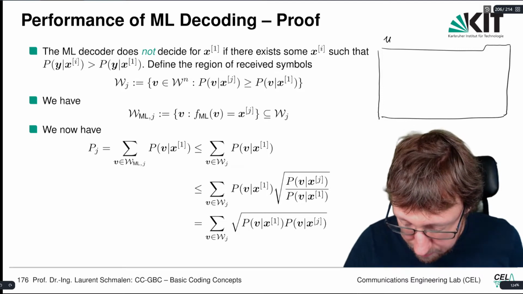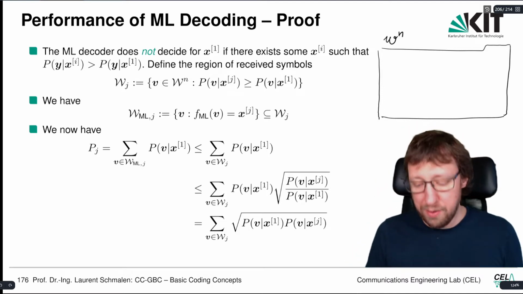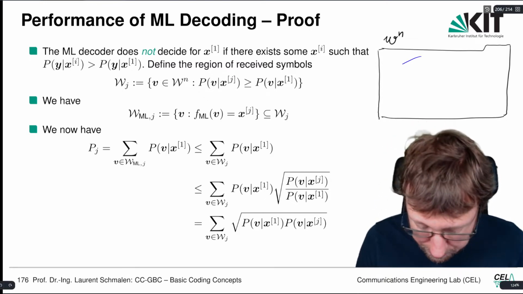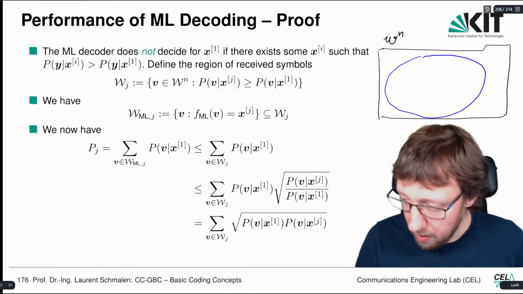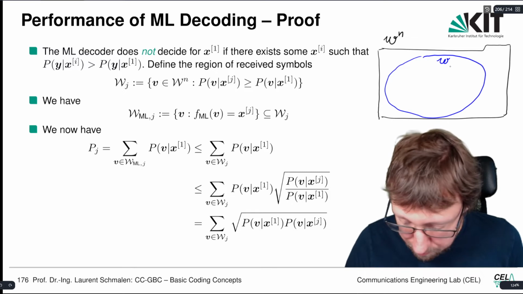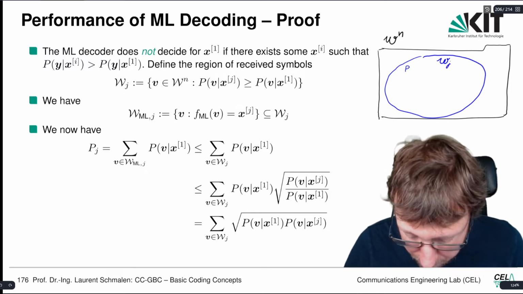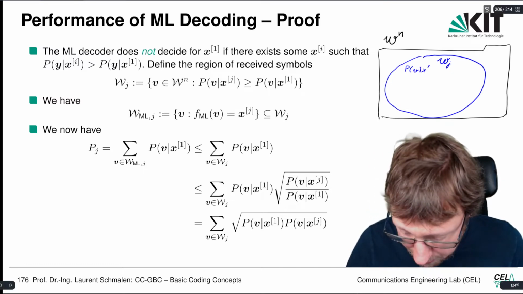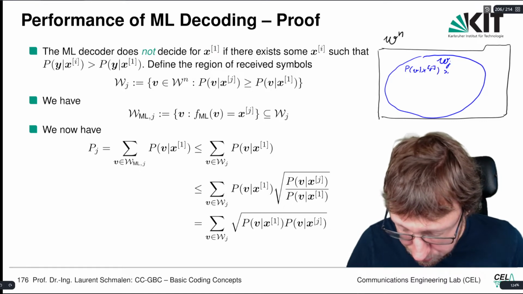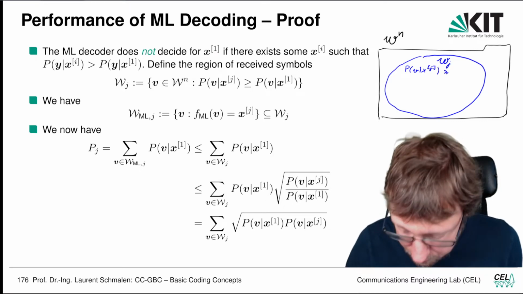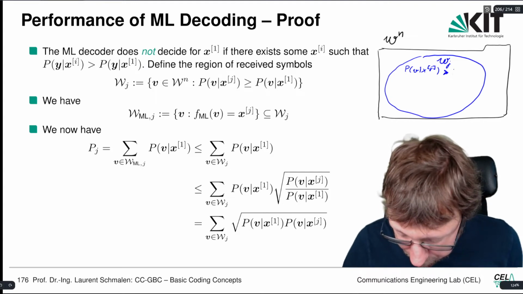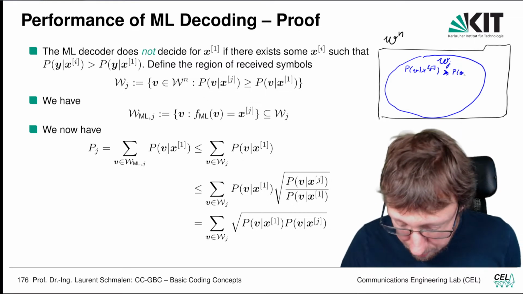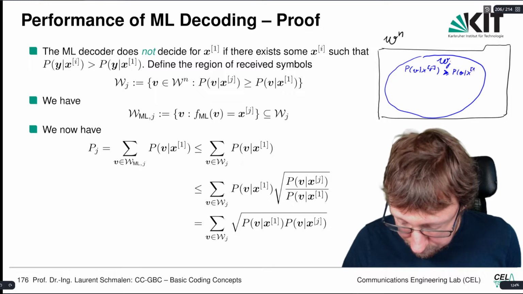Let's assume this is W^n. This is the space of received symbols. And inside W^n we have a region which we call Wj, and that's where P(v|xj) is strictly larger than, or equal to, P(v|x1).